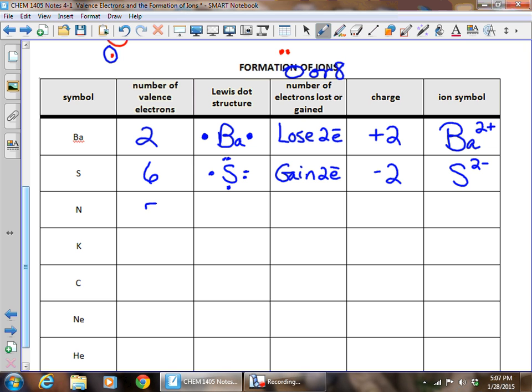Excuse me. Nitrogen has 5 valence electrons, so it's going to look like this. Not with sulfur, it's not. It's going to be nitrogen.